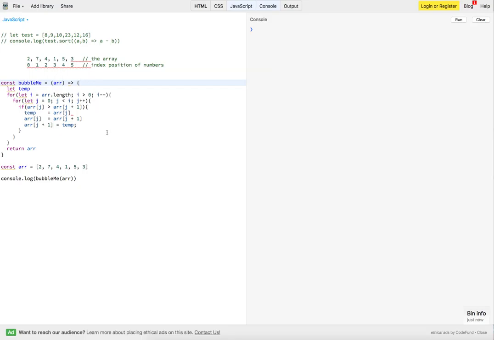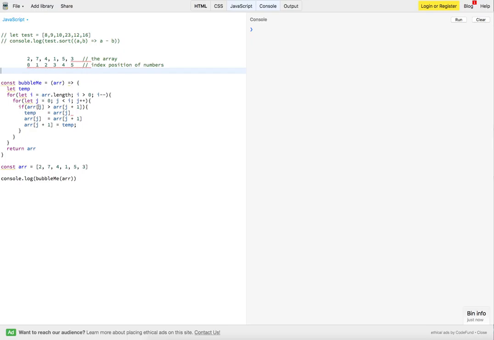There we go. On its first pass, it's asking, is the number at index 0, because that's what we're starting with, is this number 2 larger than, which is basically 0 plus 1, that would be the index of 1, and this is reflective of the number 7. It's asking, is 2 greater than 7? Well, it's not. Fantastic. We'll start again.